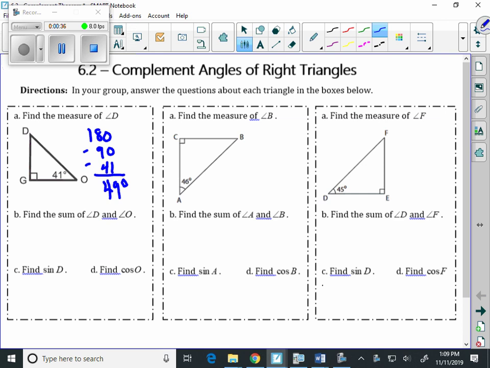If we want to find the sum of angle D and angle O, what we're going to do is take angle D, which we just found is 49. We're going to add 41. And when we add those two together, we get 90 degrees.